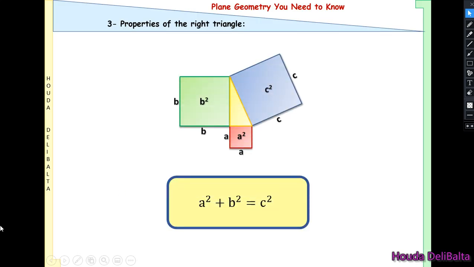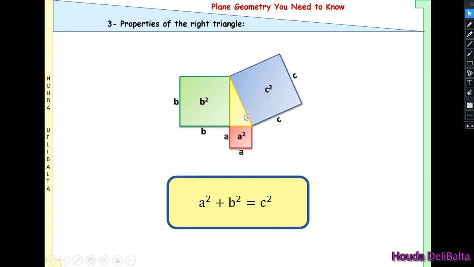Properties of the right triangle. Let's take a look at this figure. In this figure, we see a square of side B, a red square of side A, and a blue square of side C. Surely C is greater than A and B. It is so clear that C is greater than A and B. In the middle, there is a yellow right triangle of sides B, A, and of hypotenuse C.